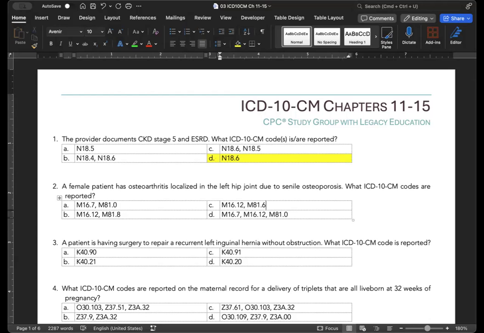Okay. Let's take a look at number two. We're looking at a female patient that has osteoarthritis localized in the left hip joint due to senile osteoporosis. From, again, a testing perspective, we can rule out two, right? We have two with M16.7, and then we have two with M16.12. So let's go take a look at M16.7 versus M16.12 and decide which one we should use.